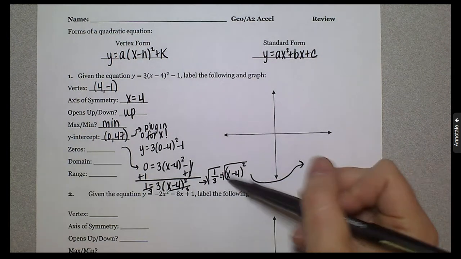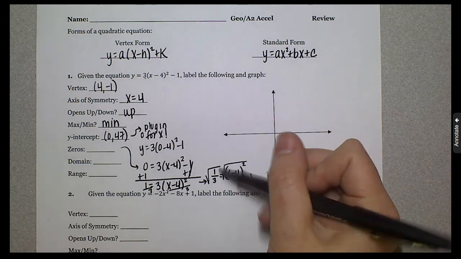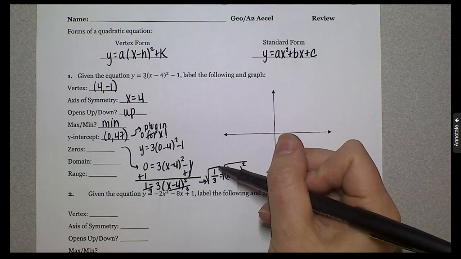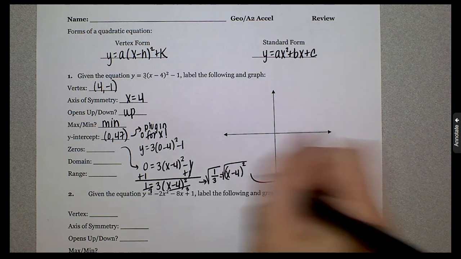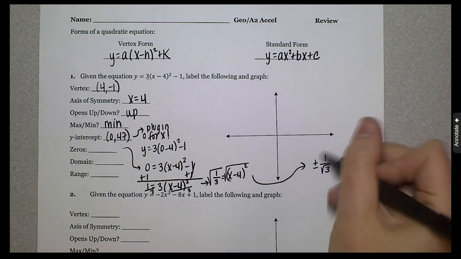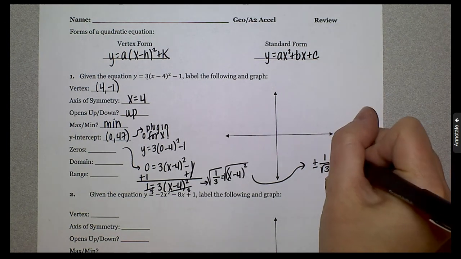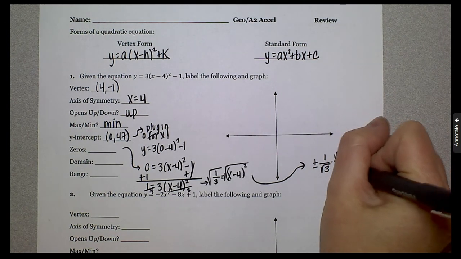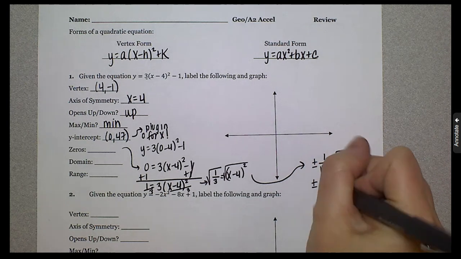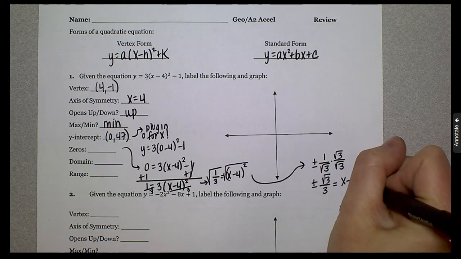Just be careful, one, when you take the square root, that you do put a plus or minus. Two, we have a square root of a fraction. So I'm going to take the square root of the numerator, which is just 1, over the square root of the denominator, which is square root of 3. I don't want to leave it like this because I never want a radical in the denominator. So I'm going to rationalize that. And that would give me plus or minus root 3 over 3. And that's going to equal x minus 4.